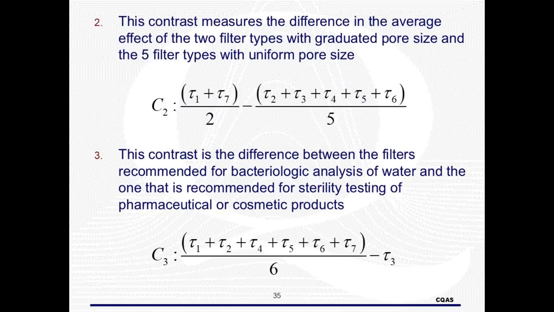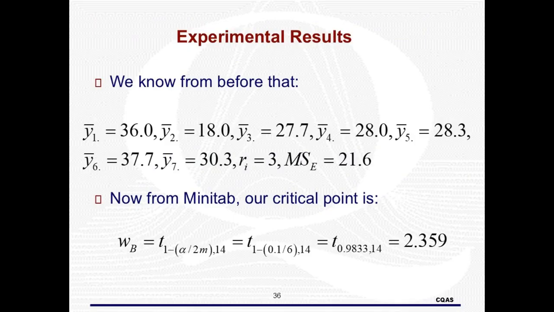One compares filters with graduated pore sizes to filters with uniform pore sizes. Another compares filters intended for bacteriological analysis with those intended for sterility testing. Notice how each contrast reflects a meaningful scientific hypothesis. This is exactly what we want when planning an experiment. Rather than testing every possible comparison, we focus on comparisons that have practical importance. Now we begin the actual Bonferroni calculations. The first step is identifying the adjusted critical value. This critical value is larger than the one we would use for an ordinary confidence interval because we're protecting against multiple comparisons.